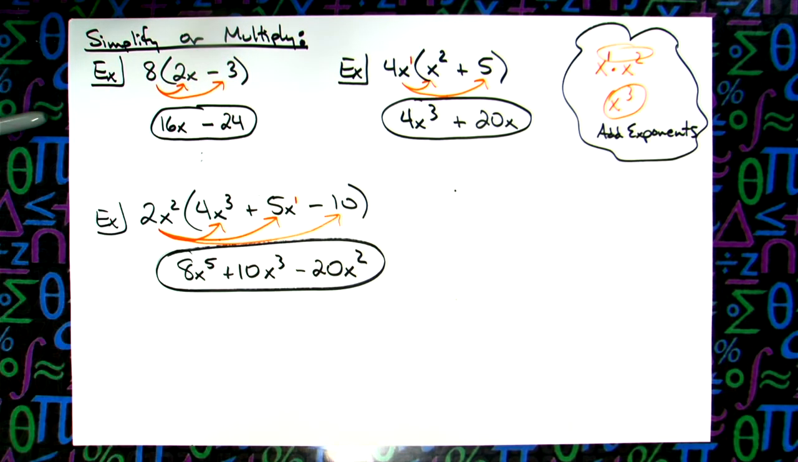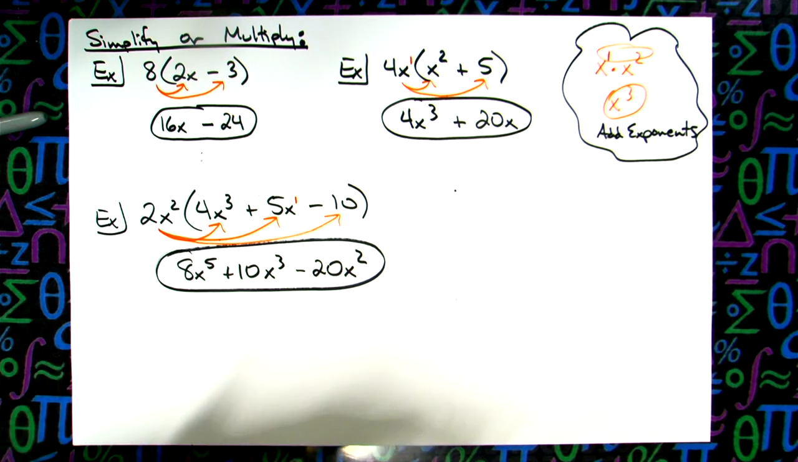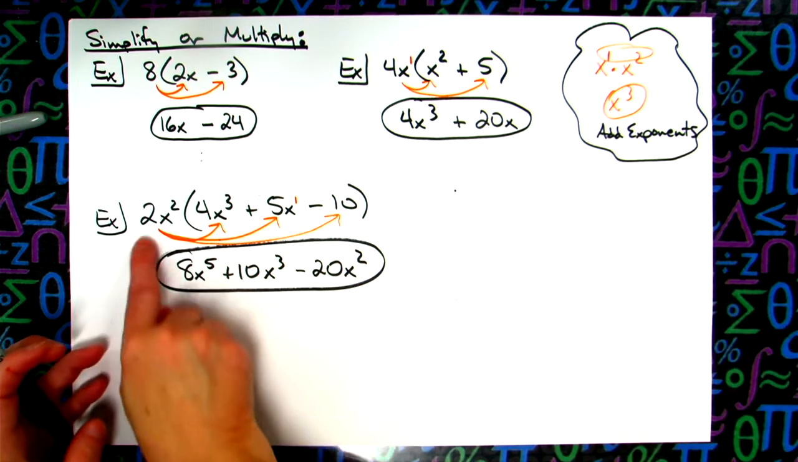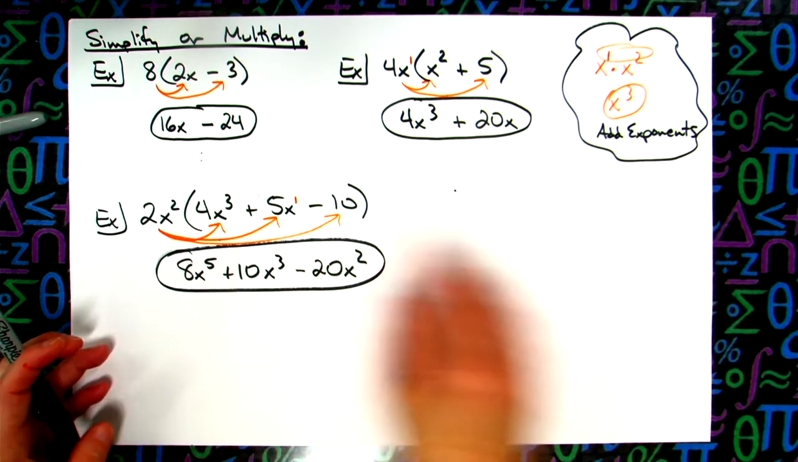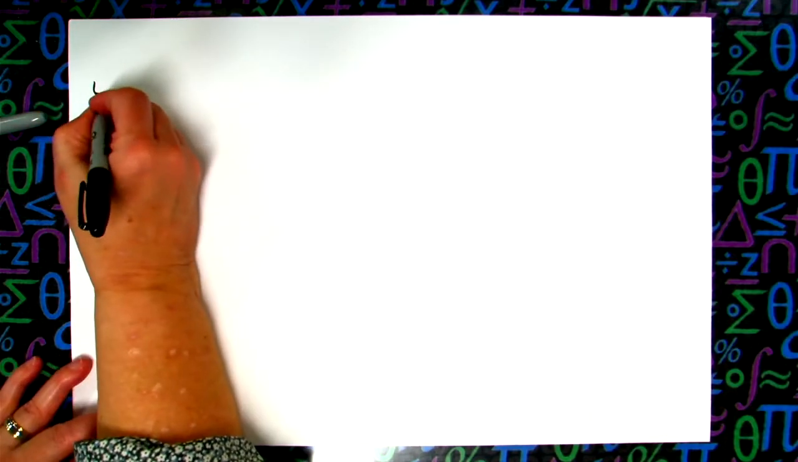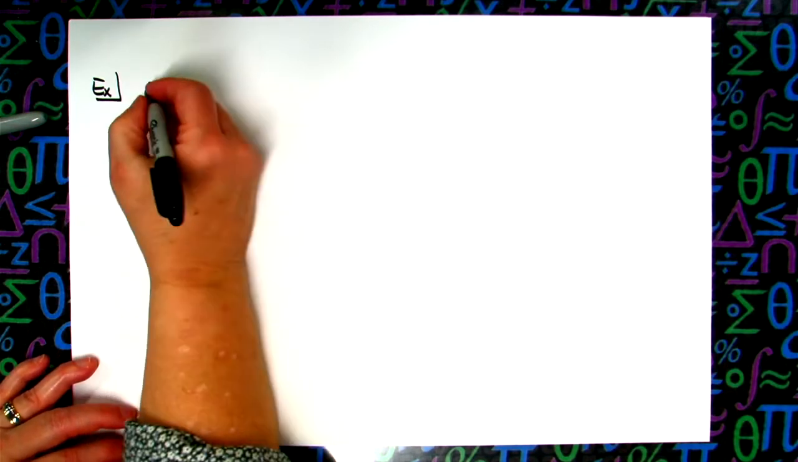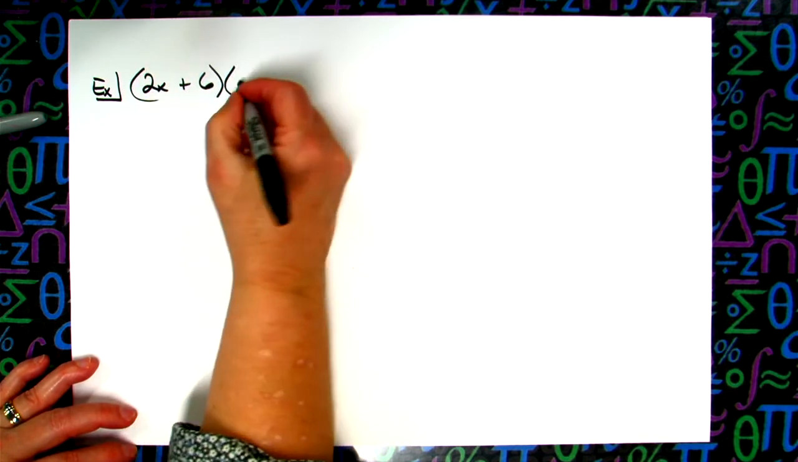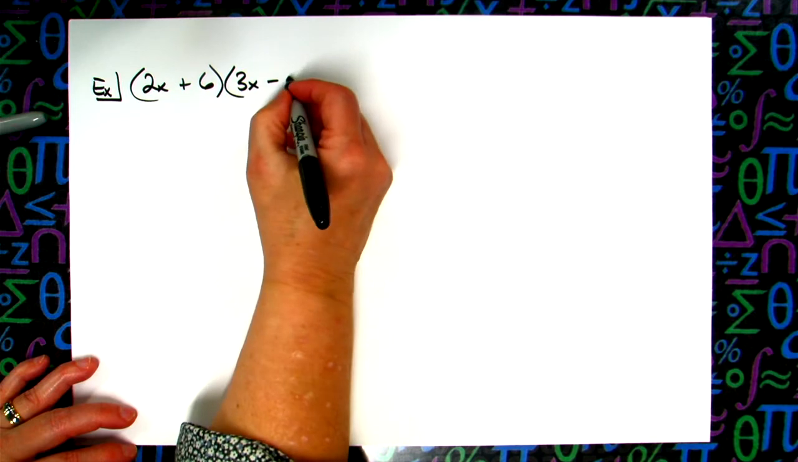A lot of times that will happen when you just do it naturally. Now, if it doesn't, then you need to put it in standard form. Now, those are pretty straightforward. Now, let's say instead of having a monomial on the outside, I have a binomial on the outside. So I could have something that looks like a 2x plus a 6 and then a 3x minus a 4.